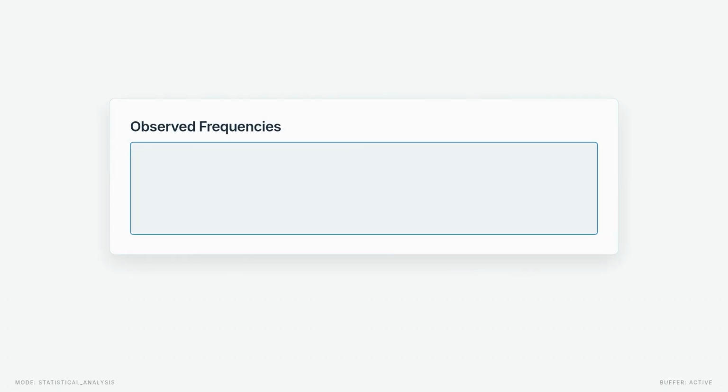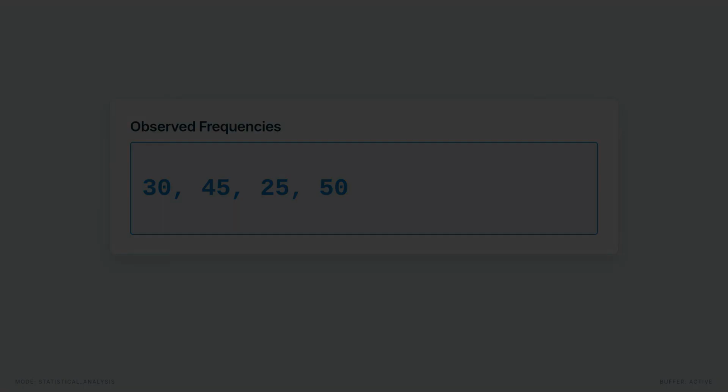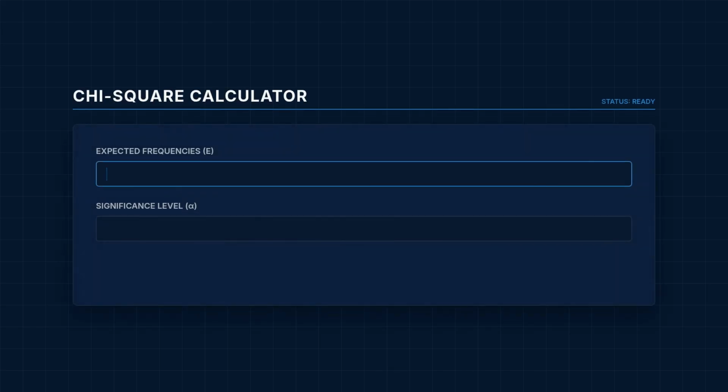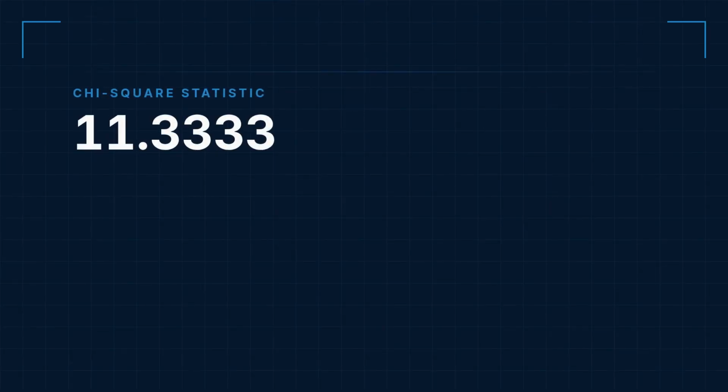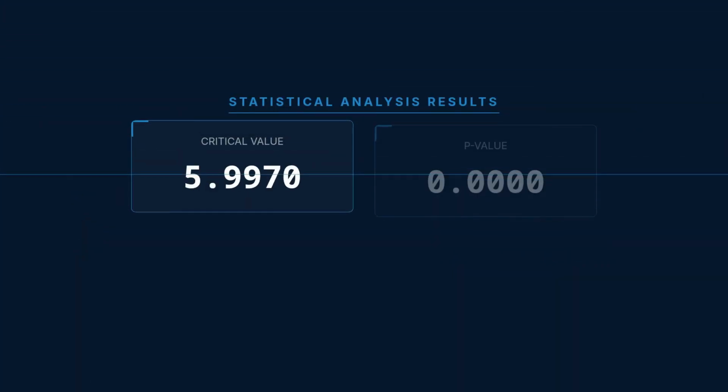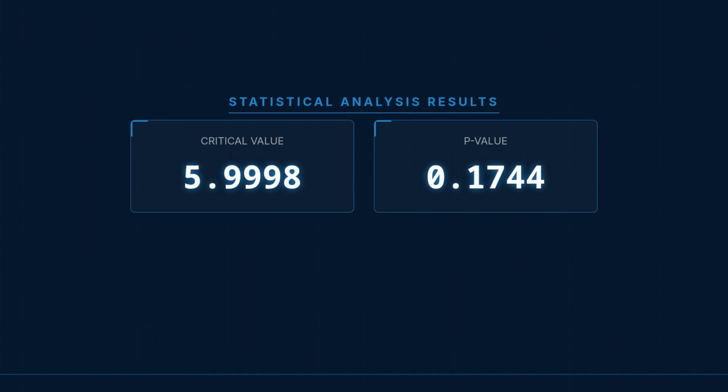Here's our example. I've entered observed frequencies as 30, 45, 25, 50, and expected frequencies as 37.5, 37.5, 37.5, 37.5 with significance level 0.05. The calculator returns a chi-square statistic of 11.3333 with 3 degrees of freedom. Our critical value is 5.9998 and the p-value is 0.1744.